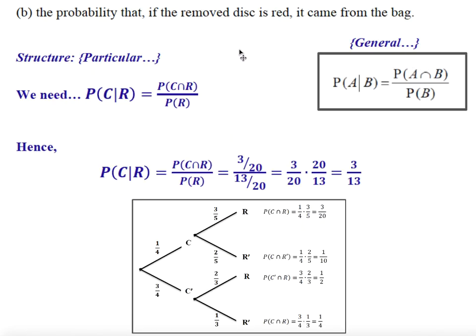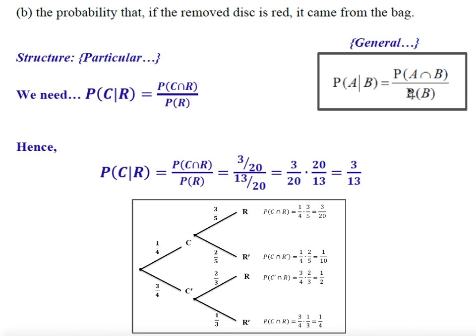So let's move on to the new stuff, which is the probability that, if the removed disc in your hand is red, so that's the given condition you have to meet, it came from the bag. This is the general formula that's in your formula booklet. I would strongly recommend you try to notationally represent in particular form what you need. So the given statement here is that it has to be red. One reads this as the probability of A given B.